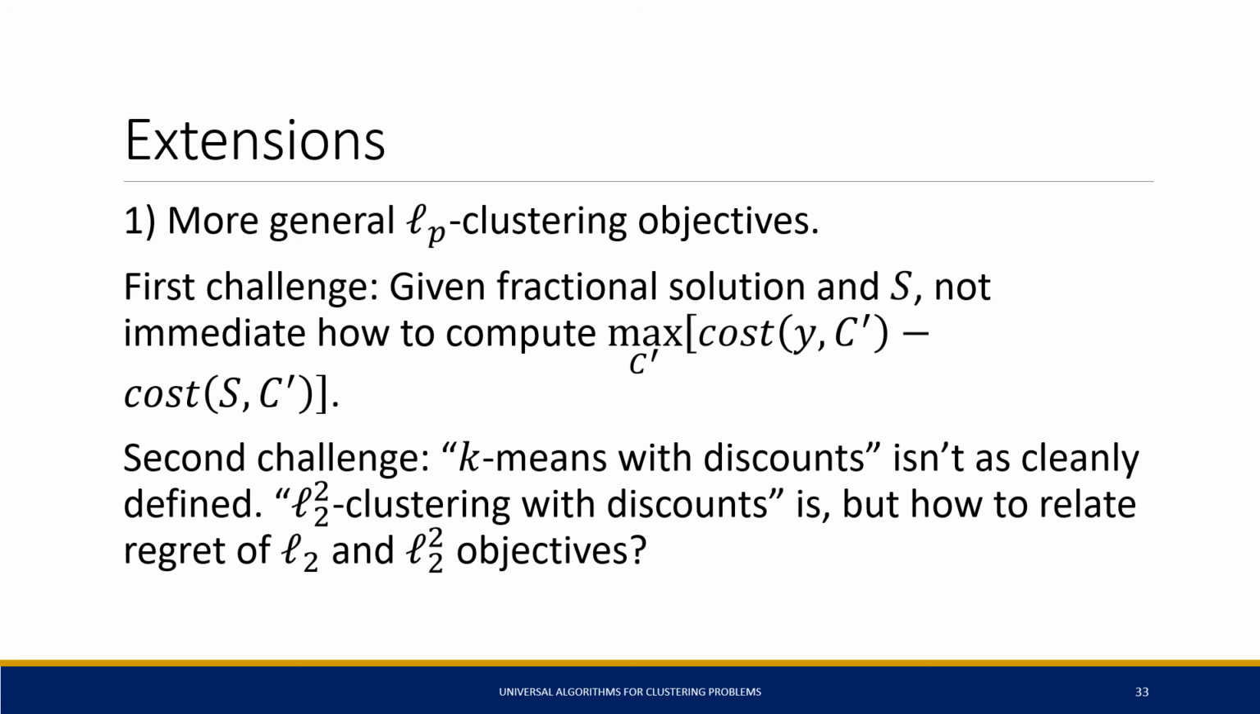So it turns out that the right thing to do is actually to use L2 squared clustering. So the objective is the k-means objective squared. And this goes back to being a linear objective. But then we have to relate the regret in the L2 and L2 squared objectives, which is somewhat non-trivial.